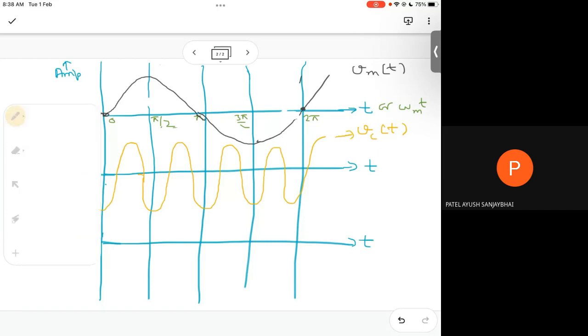Like in the previous one, this is the one. And the maximum amplitude here is Vm, and the maximum amplitude here is Vc. So this becomes my maximum amplitude, Vm. And here, with the same color, this becomes my Vc, maximum amplitude. So I put it here just to avoid any confusion.